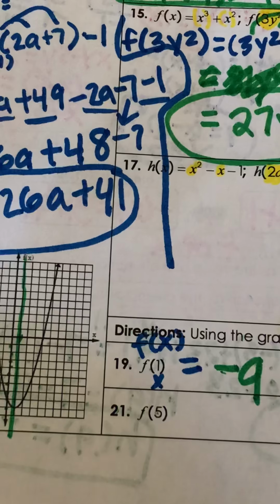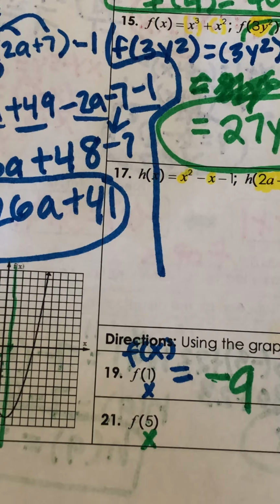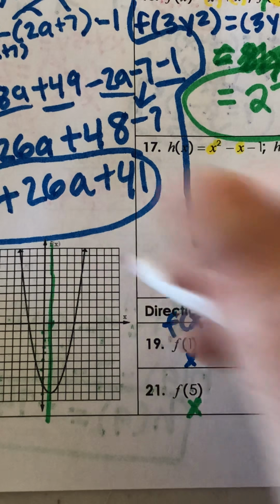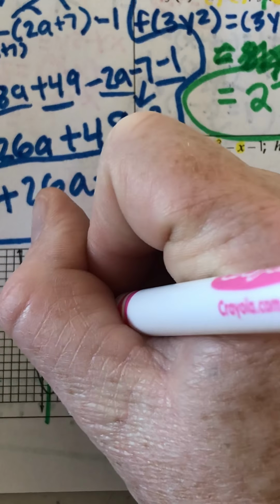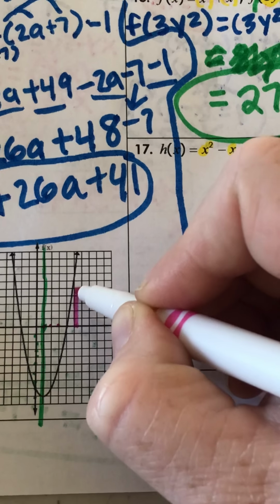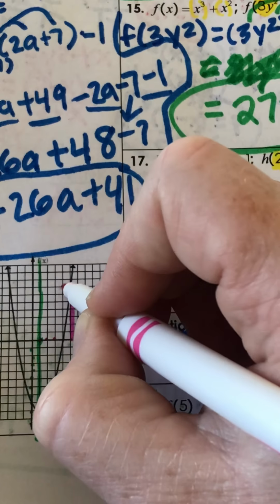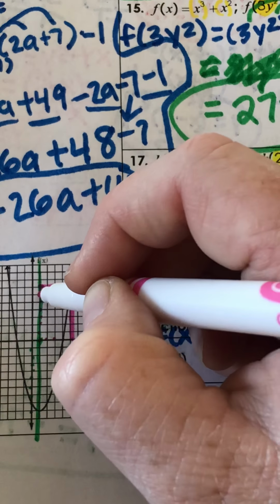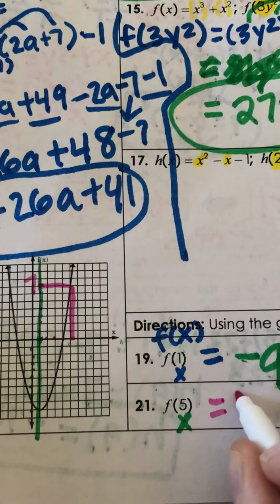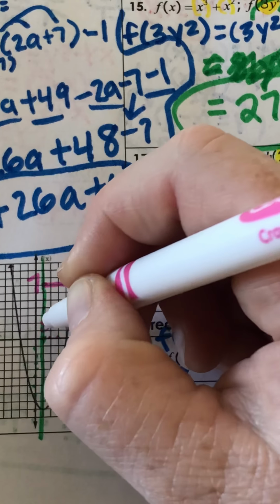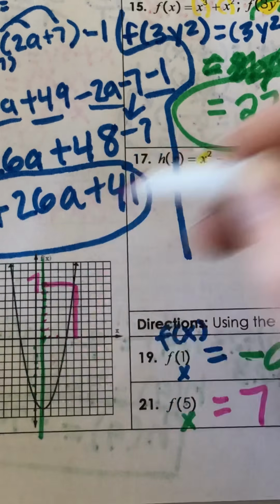Okay, so the next f of x is at 5. So 21 wants to know what the y value is at x of 5, which is 1, 2, 3, 4, 5. I'm going to draw a line up so I can see where my y hits. Right here. What is that y value? 1, 2, 3, 4, 5, 6, 7. So this is 7.